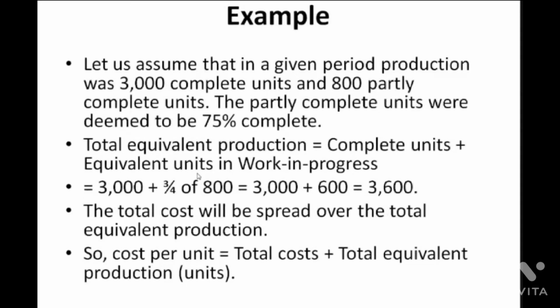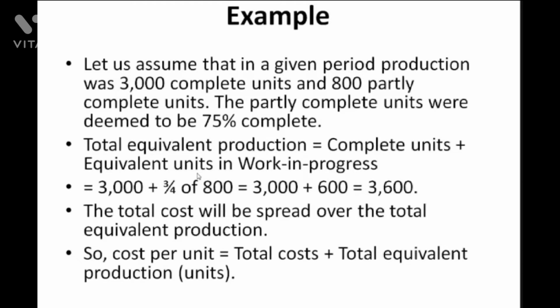An example is given. Let us assume that in a given period production was 3000 completed units and 800 partly completed units, and the partly completed units were deemed to be 75% complete. Then total equivalent production is equal to completed units plus work in progress. So completed units 3000 and 75%, that means 3/4, we can say like that. 75% can be called 3/4. If you are not comfortable with that, you can do 75% directly.